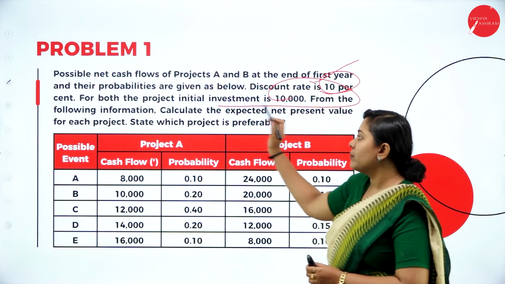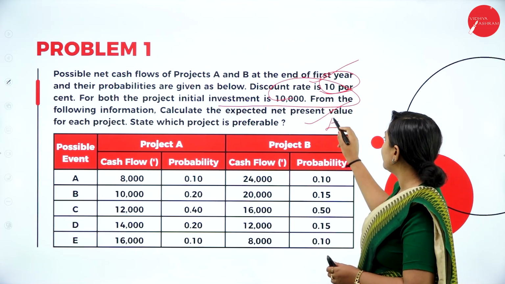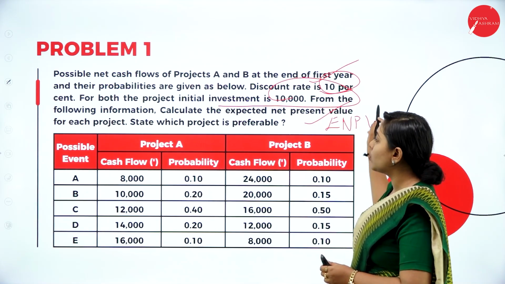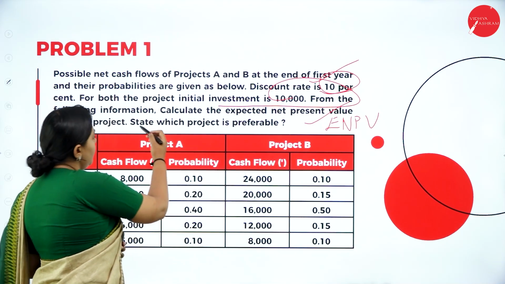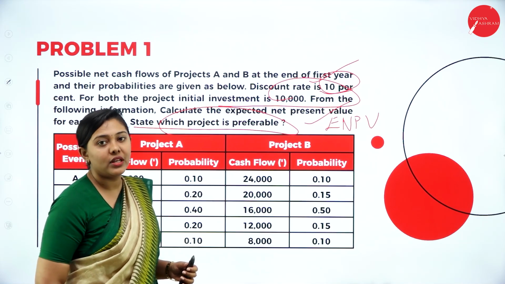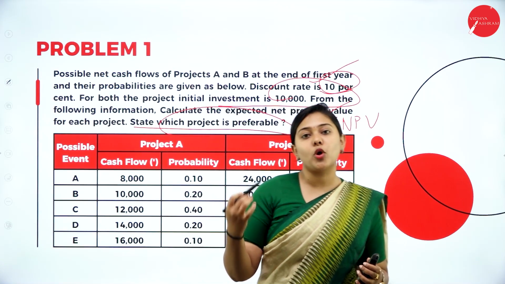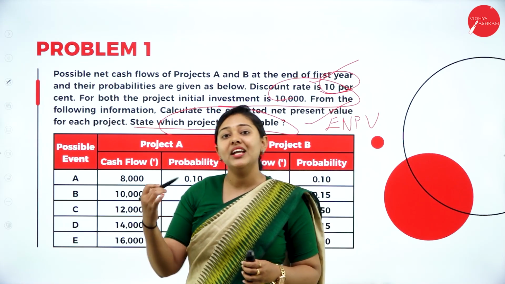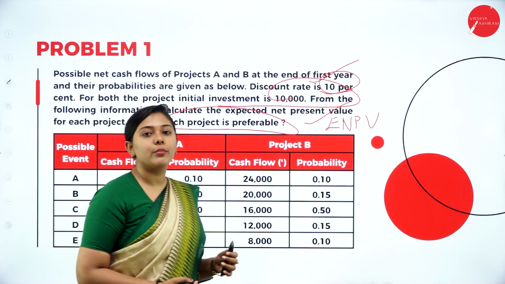Discount rate for both projects, initial investment is how much? 10,000 rupees. From the following information, calculate the expected net present value for each project, and state which project is preferable. What is the risk associated with each project? Which project, if we choose, the risk will be lesser? Which project, if risk is more? By solving the problem, we'll discuss.